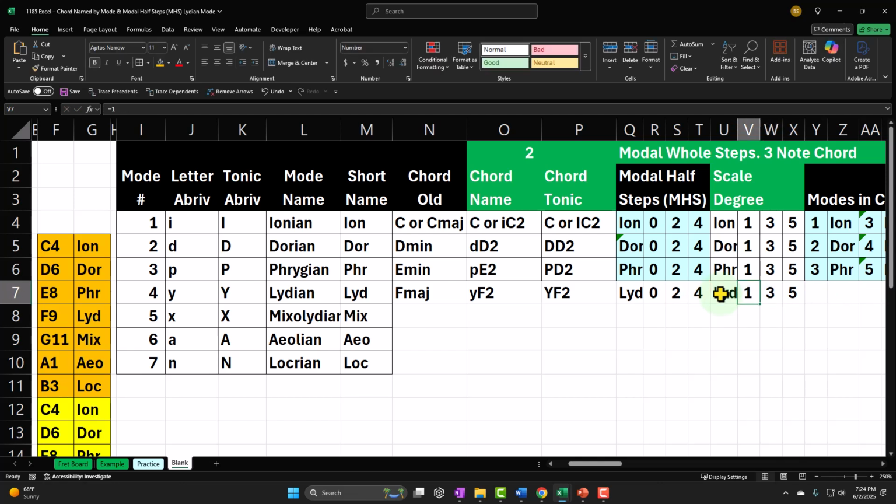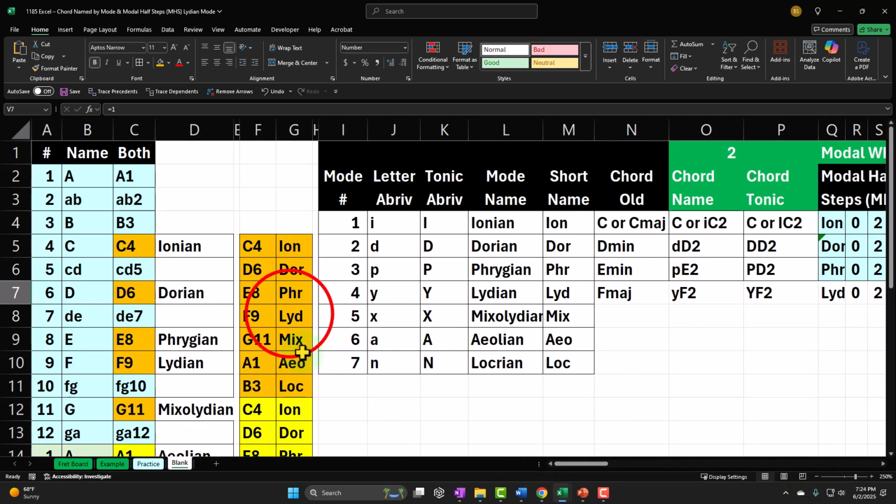It's off by 1. So we're going to say that the Lydian would be 1 up by 2, up by 2. That would be the 1 3 5 from a scale degree standpoint.